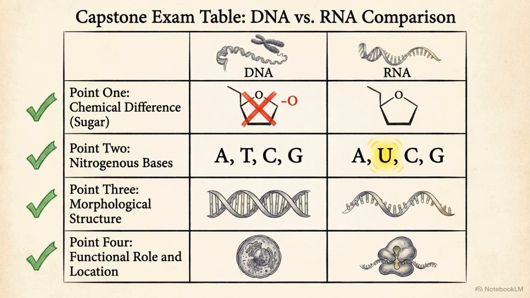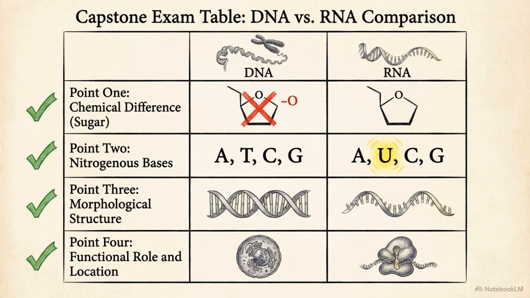We are now going to build the exact 4-point comparison table you need to secure full marks on your WBCHSE exam. Point 1 is the chemical difference in the sugar. DNA uses deoxyribose, missing one oxygen atom, while RNA uses standard ribose. Point 2 covers the nitrogenous bases. DNA pairs adenine, thymine, cytosine, and guanine. RNA swaps out the thymine for uracil.